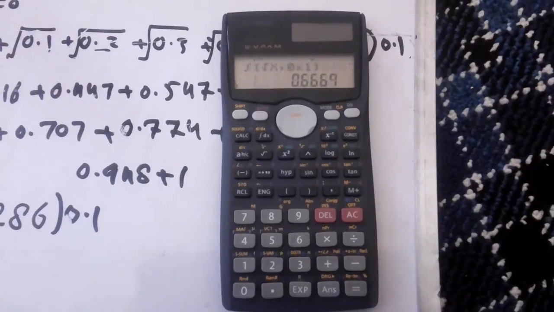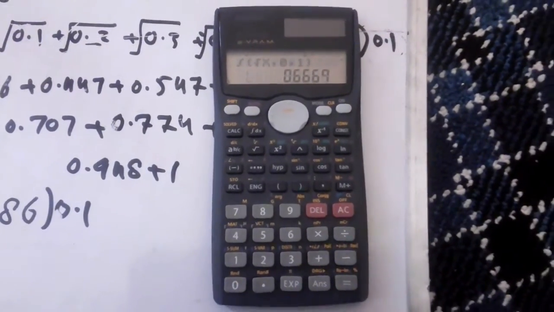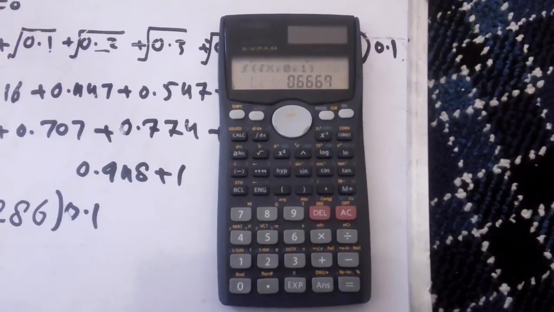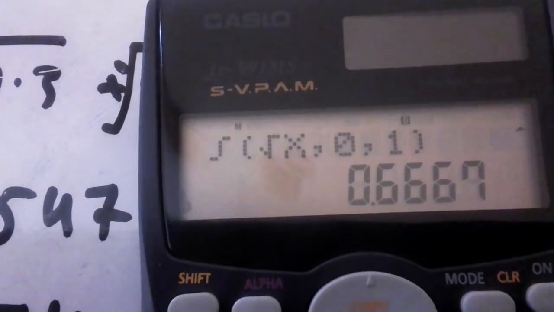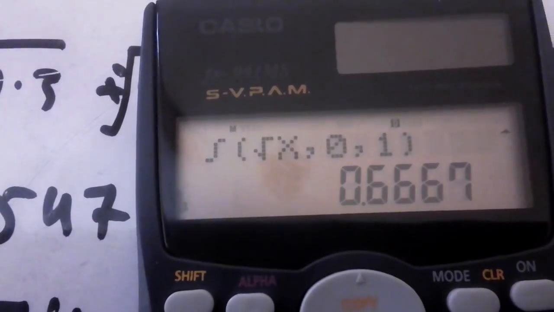Oh, we got the result now. After completing 8 minutes, you can see the screen. The answer is 0.667. This is the integration of square root of x from 0 to 1.